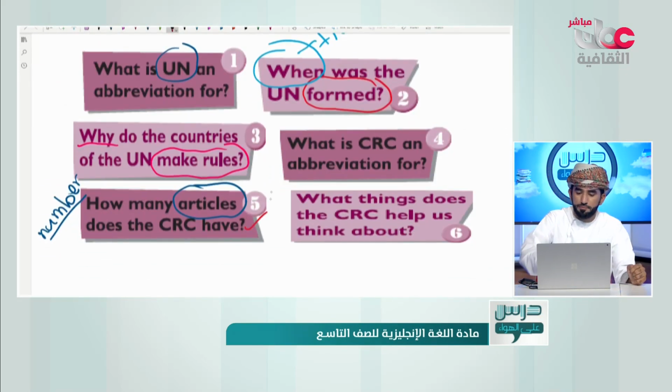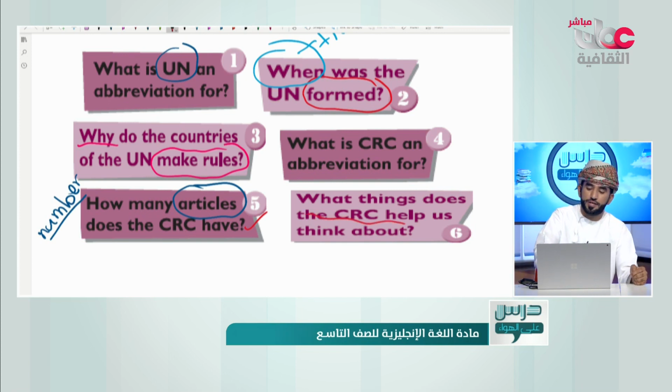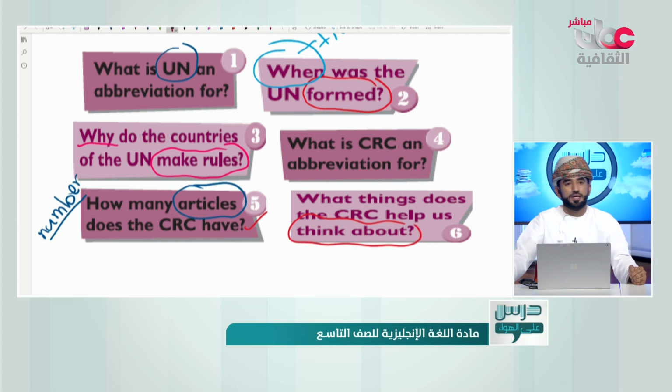And going to number 6. What things, who can read it for us? Okay, let's say group B. What things does the CRC help us think about? Okay, so what should we do again? Look at the last phrase. Let's look at the last phrase and what should we do next? Who can tell me? Okay, match it to the text exactly.